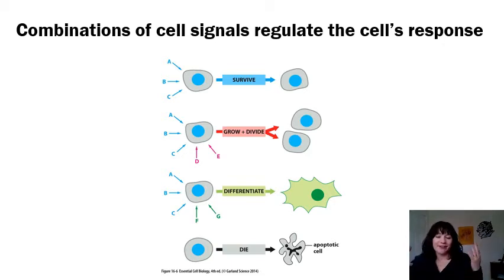But these cells are receiving signals from a variety of different sources, and they have to combine all of those and decide what the next best action is. So it could be a set of signals may encourage the cell to survive, to divide, to mature and differentiate, or in the absence of signals, many cells will just undergo apoptosis and die.